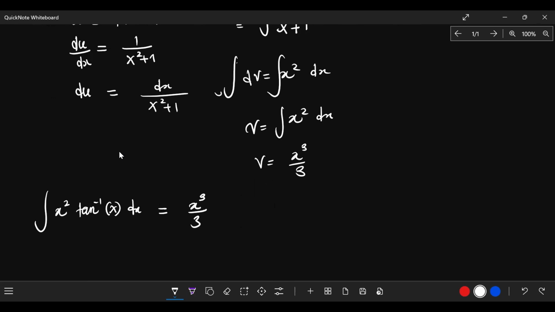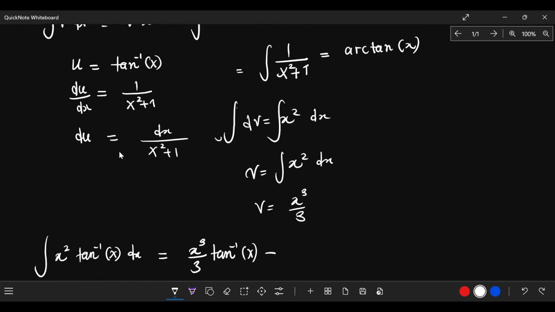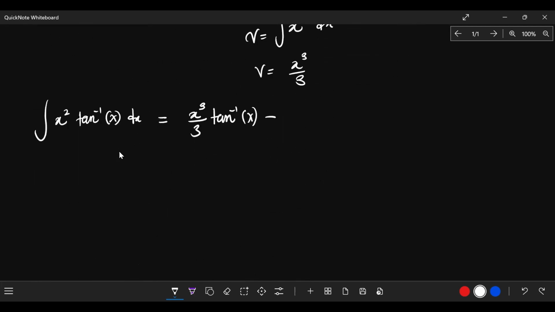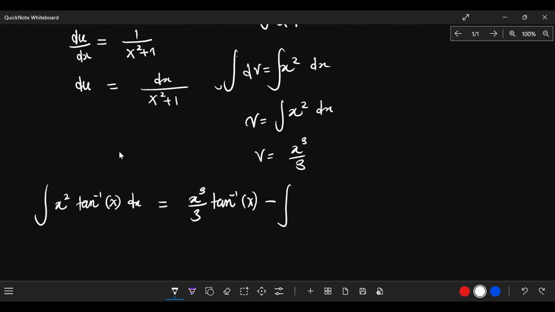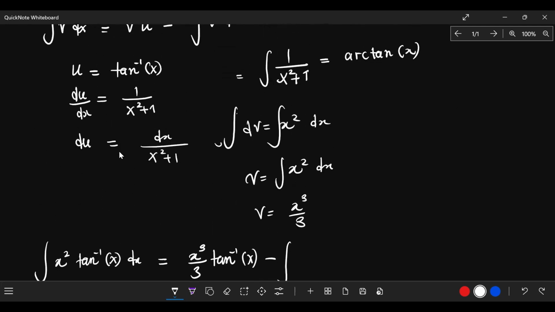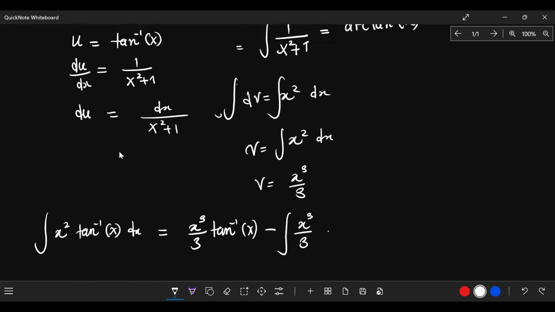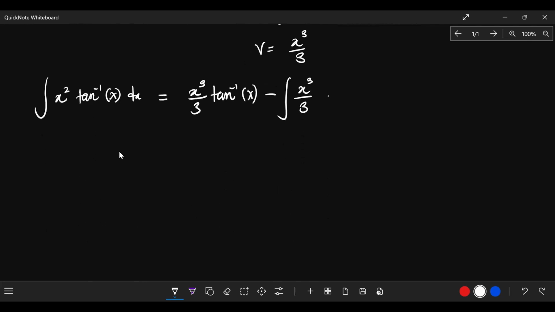Okay, x cubed over 3, and then our u is tan inverse of x, right? Minus, okay, now we have the integral part, the integral of v times du. So what is our v? Our v we said is what? Our v is x cubed over 3, isn't it? Times du, and my du was equal to what? dx over x squared plus 1.